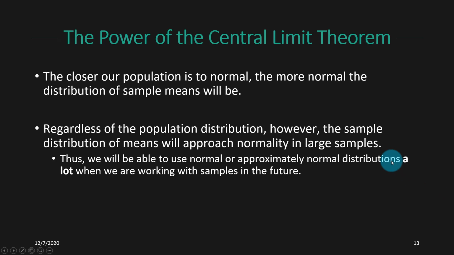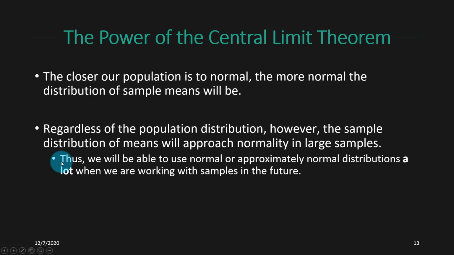So this is the really cool thing about the central limit theorem. It does matter a little bit in the sense that the closer our population is to normal, the more normal the distribution of sample means will be. But regardless of what the original population distribution was, the sampling distribution of means will always approach normality in large samples. So this is awesome because it gives us the power to generalize from a mean we observe in our sample back to the population, because the central limit theorem essentially tells us it doesn't really matter all that much what the original population distribution looked like. We can make inferences about the sample mean provided our sample is sufficiently large.